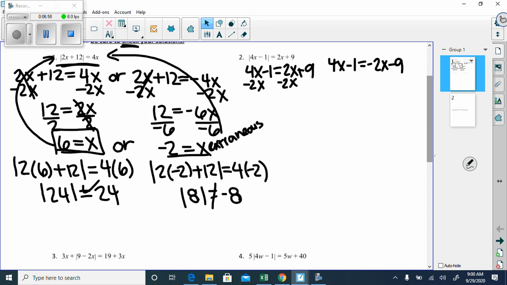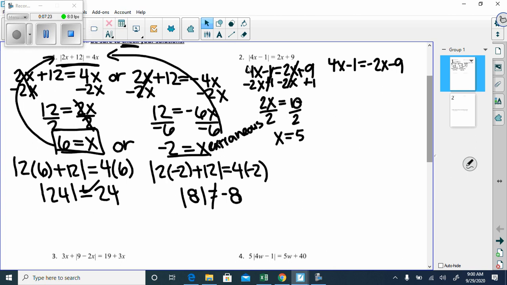Alright, and 4x minus 2x left us with 2x, right? Then I had to move this one to the other side. And what is 9 plus 1? So I had 2x equals 10. Then I just divide by 2, and I end up with x equals 5. Alright, so there's my first solution.